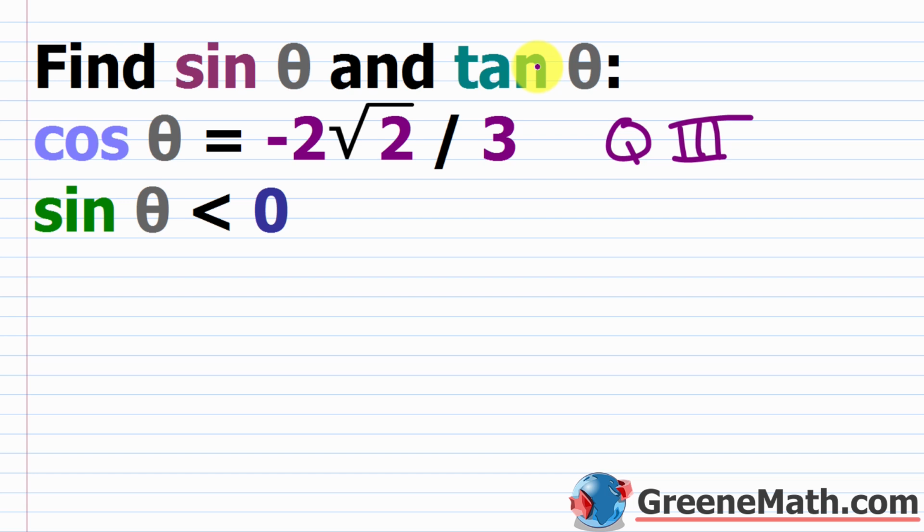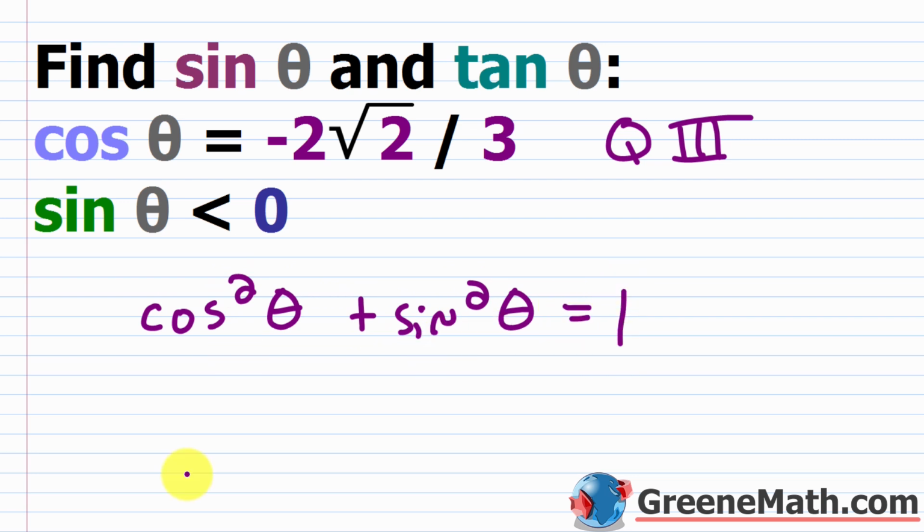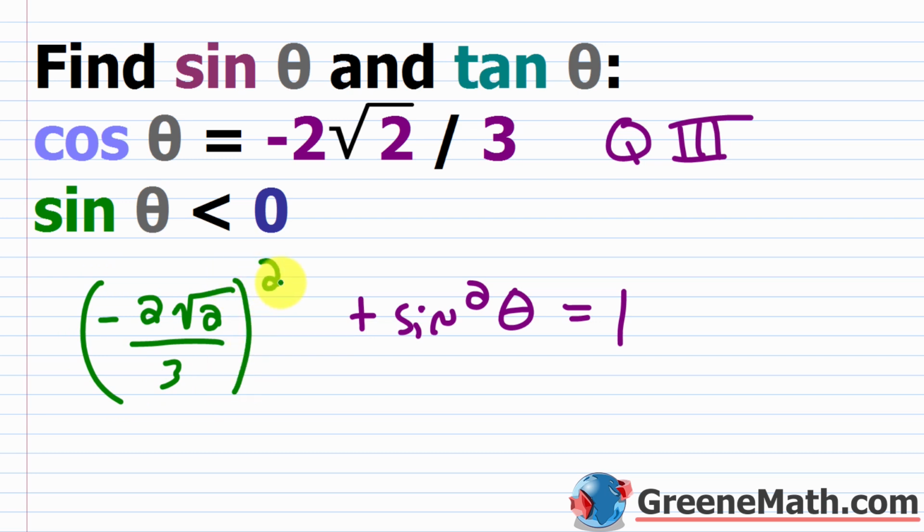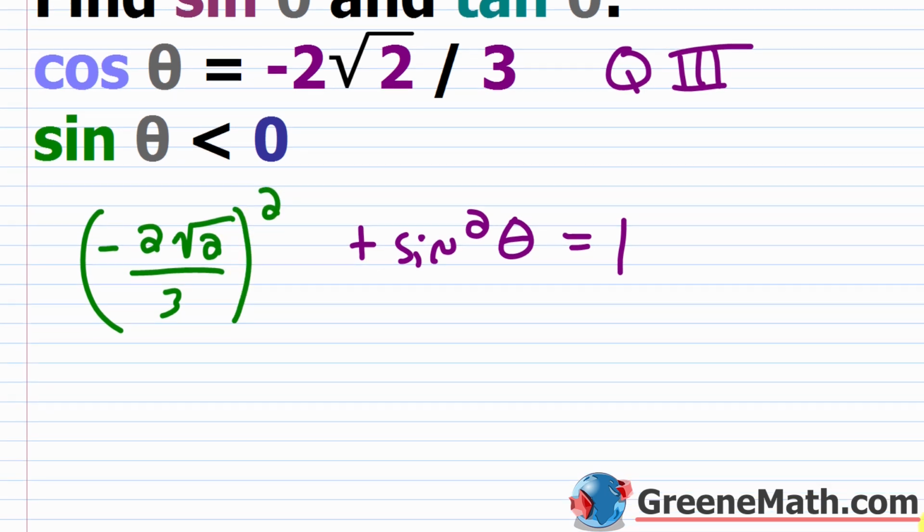Well, we can use our Pythagorean identity, the one that says cosine squared theta plus sine squared theta equals 1. And I know this is normally reversed, but I'm writing it this way to give myself some room because I want to plug in here. So I'm going to plug in for cosine theta, okay? So I'm going to say this is negative 2 times the square root of 2 over 3. Remember, this guy is squared. It's so important that you don't forget to square things, okay?